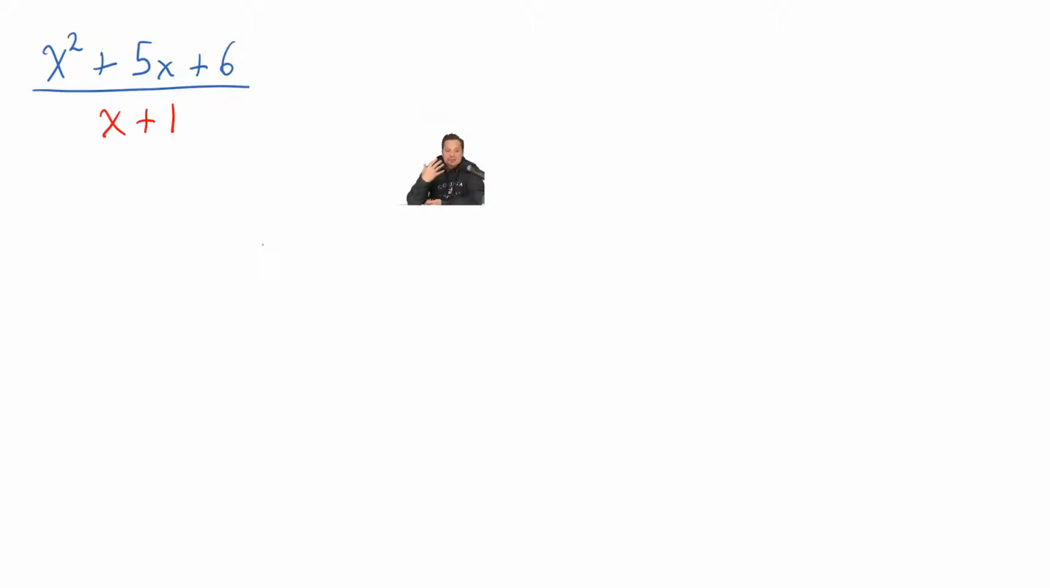Let's take a look at the long division process for polynomials. So I'm going to put this x squared plus 5x plus 6 under the bar for division, as usual. And now I'm going to put x plus 1 on that side. Let's go to the division process.